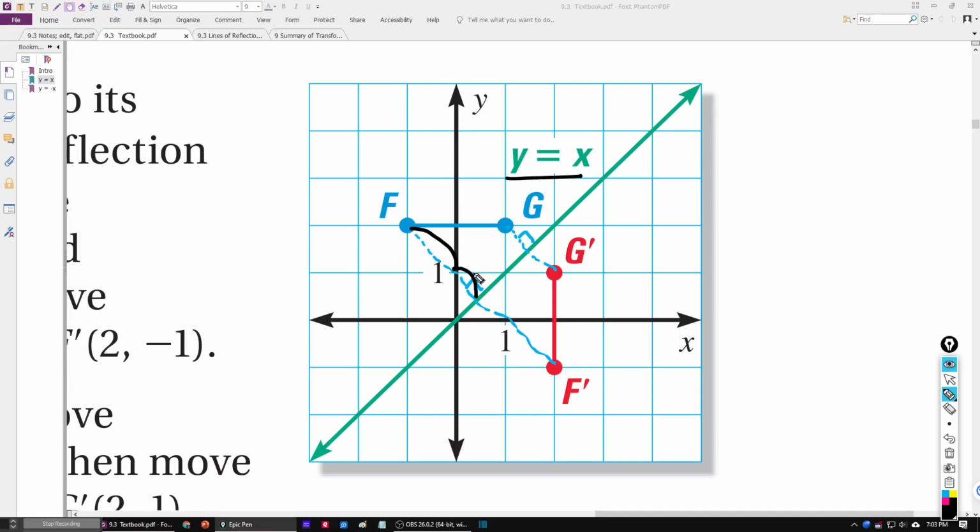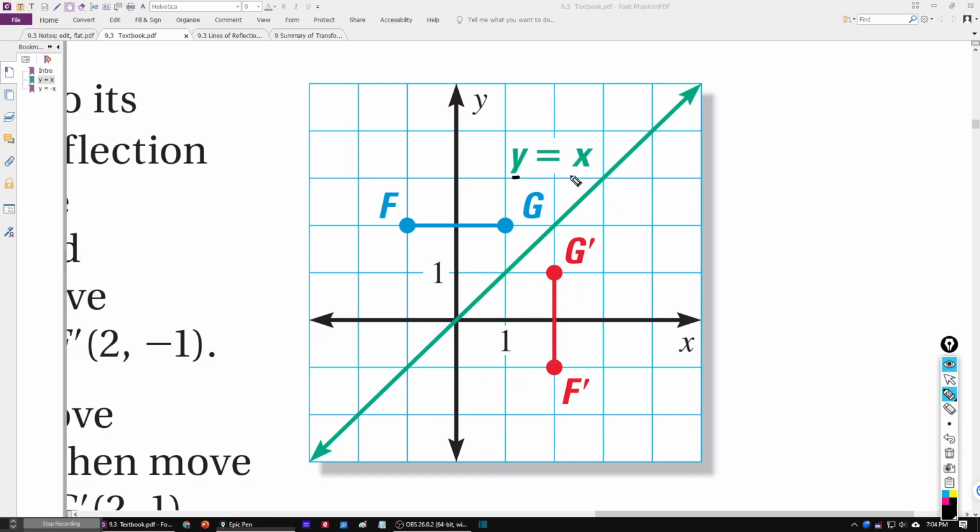So here, think of this as 1.5 diagonal blocks to the line of reflection, and therefore we go 1.5 diagonal blocks beyond the line of reflection. Make sense? Over here, we're going half of a diagonal block to the line of reflection, and therefore we go half of a diagonal block beyond the line of reflection.